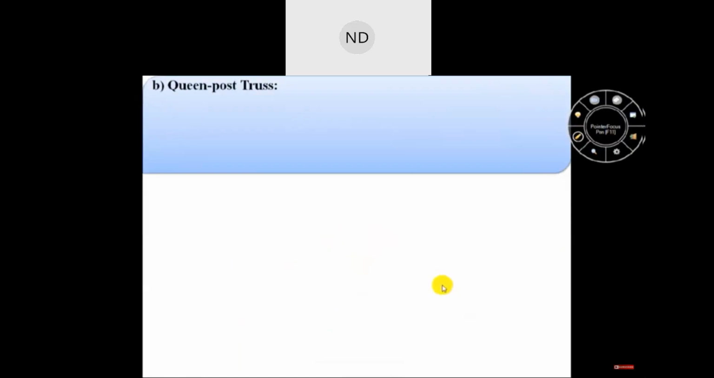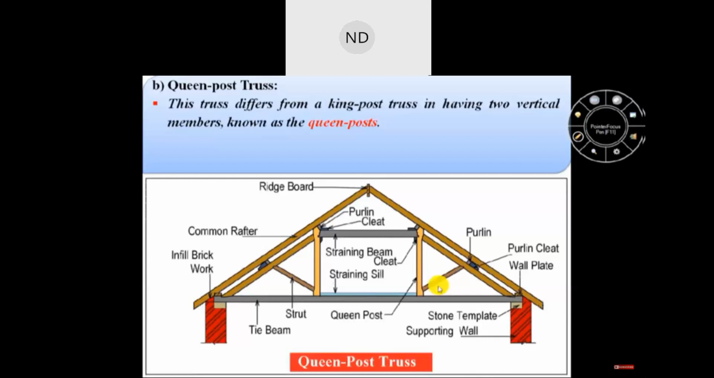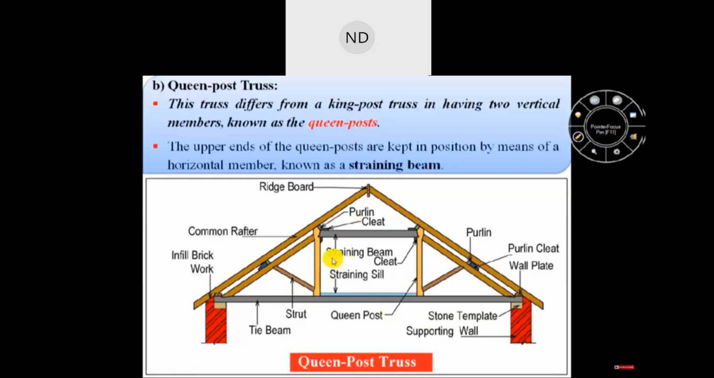Now, the second type of truss roof is the queen post truss. This queen post truss differs from a king post truss in having two vertical members known as queen posts. In this image we can see the queen post truss, and here we can see these two vertical members which are known as queen posts. The upper ends of these queen posts are kept in position by means of a horizontal member which is known as the straining beam.